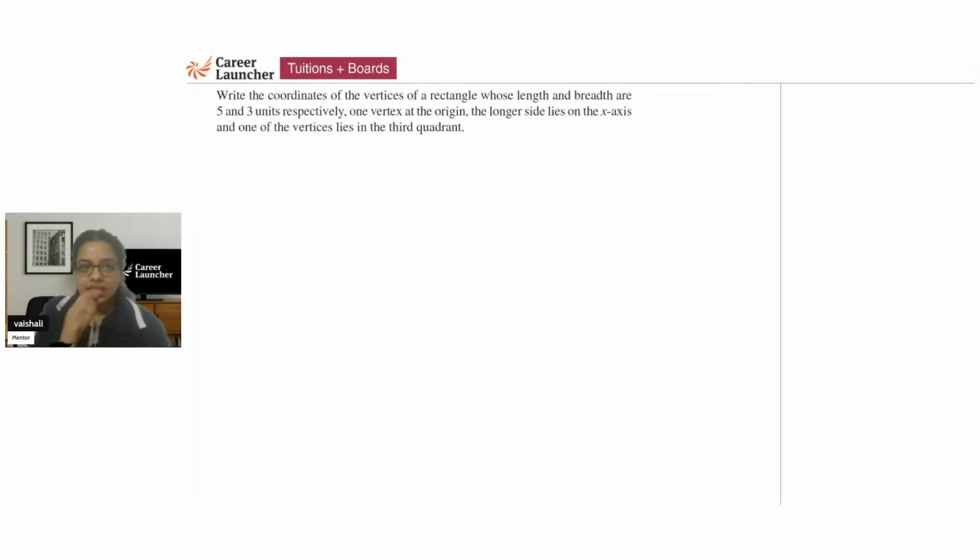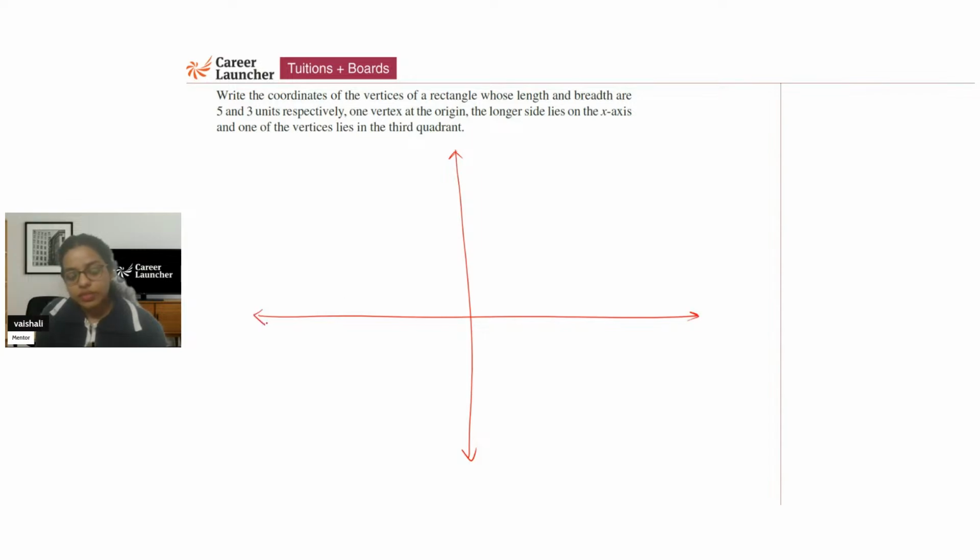Question number 16 says, write the coordinates of the vertices of a triangle whose length and breadth are 5 and 3 units. So let me just draw a rough x-axis and y-axis. One vertex is at the origin, okay, one vertex is at the origin. The longer side lies on the x-axis.